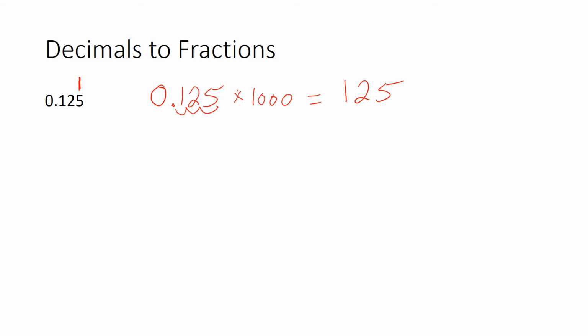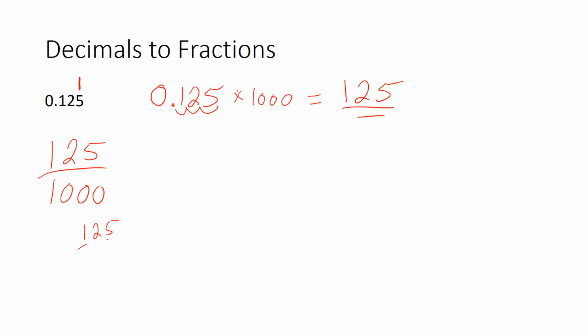Now here's the way we make this a fraction. Notice I multiply by 1,000. So whatever number we have as our product, which is 125, over 1,000. So the numerator is whatever the product is, the denominator is whatever we multiplied by. So now we have a fraction, and this fraction can be simplified. So let's simplify this fraction now.